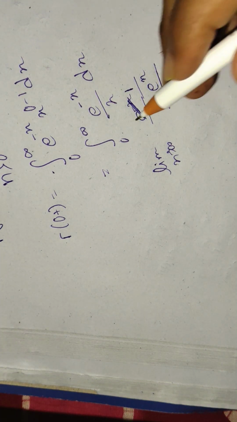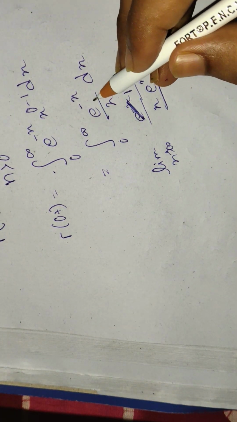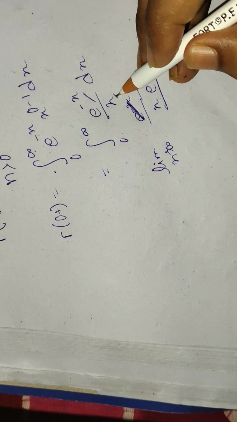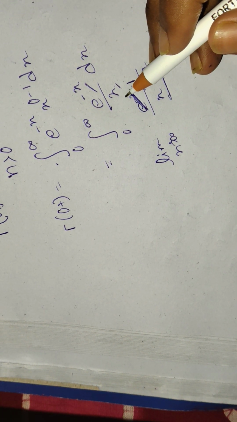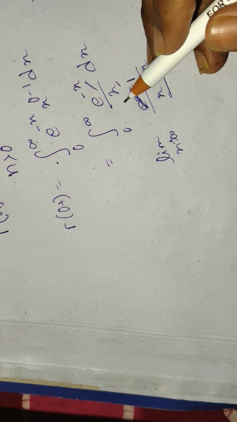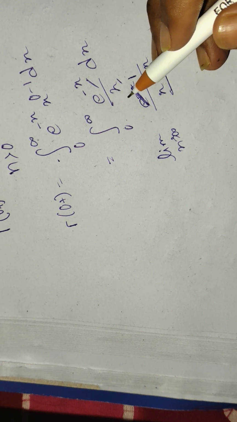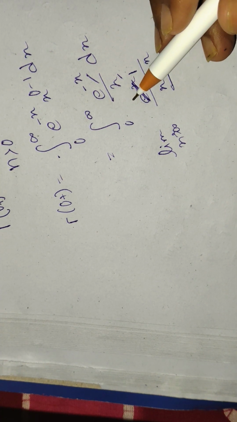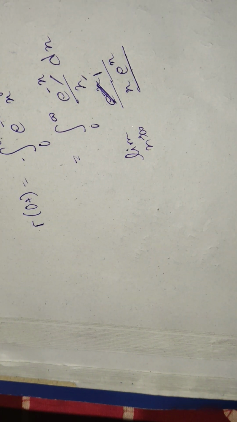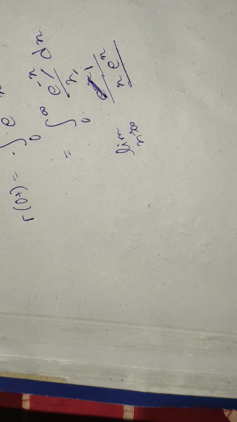But when we deal with the lower limit, this portion will be 1, but this is 0. So the denominator is 0 and the numerator is 1. So 1 by 0, which is undefined. So we have to use improper integrals. Maybe it will converge or maybe it will diverge. We have to prove it. The answer is it will diverge, but how?